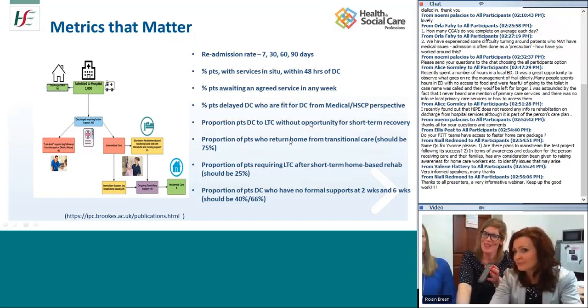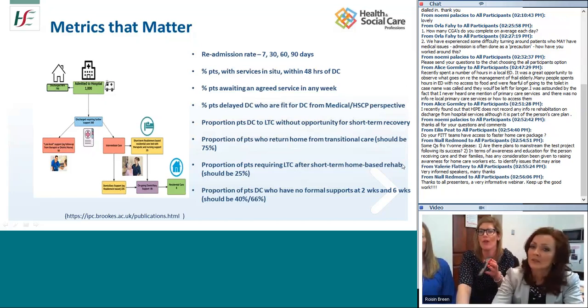Just to pick up on that, Alison, sorry you're in a train of thought there, but it's just a nice comment here from one of our listeners about Yvonne, really about your test, and just asking, was there any plans basically to roll that out nationally, and that there's good outcomes there from that? So he said, are there plans to mainstream the test project following its success? And in terms of awareness and education of the person receiving care and their families, has any consideration been given to raising awareness for home care workers, etc., to identify issues that may arise?